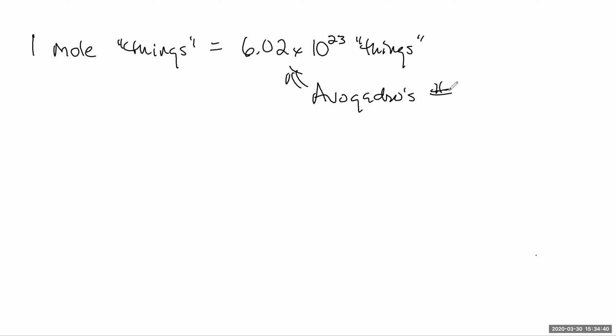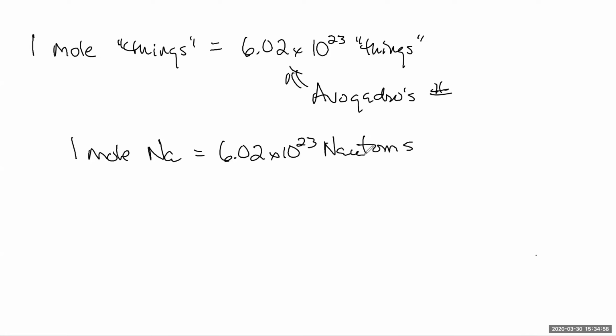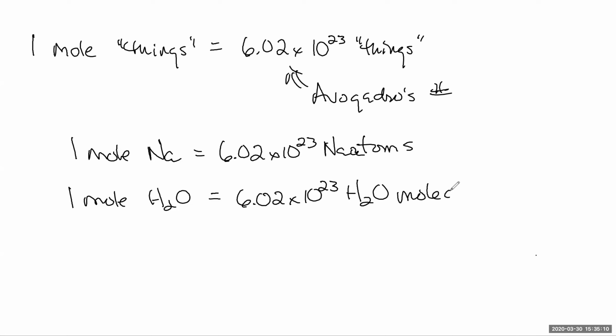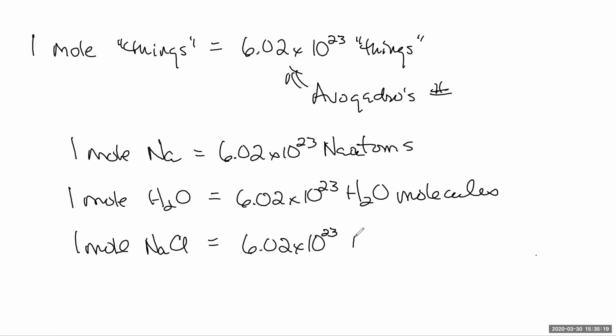We need a lot of things in a mole so that we can actually see them, since atoms and molecules are so small. So if we were talking about a mole, I could say that 1 mole of sodium would be equal to 6.02 times 10 to the 23rd sodium atoms. If I was talking about 1 mole of water, I could say that 1 mole of water would be 6.02 times 10 to the 23rd water molecules. And if I was talking about sodium chloride, I could say that 1 mole of sodium chloride would be 6.02 times 10 to the 23rd sodium chloride formula units.